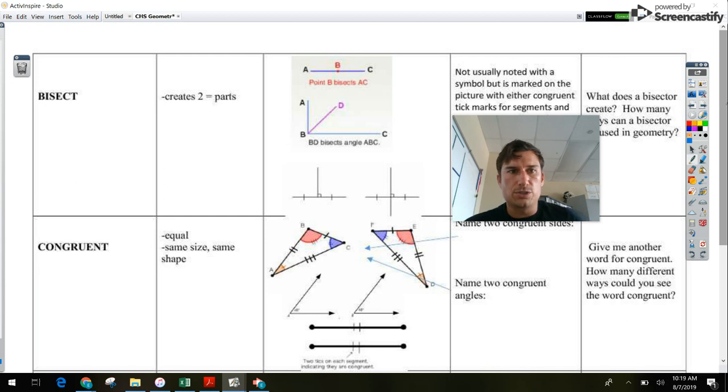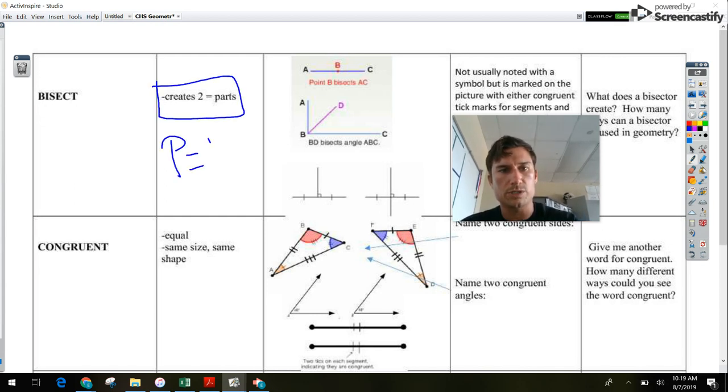So bisect, you'll notice that again, creates two equal parts. If you have that, our formula is always going to be P equals P. Different ways that you'll see it: this would be where B bisects. So it could be a segment bisector. You would have congruent marks here and here, and those are for segments. So those are your congruent mark notations.